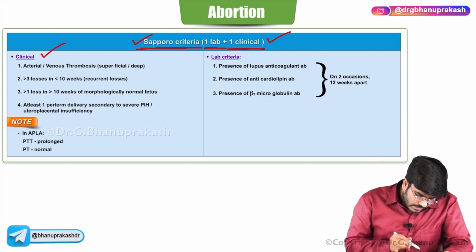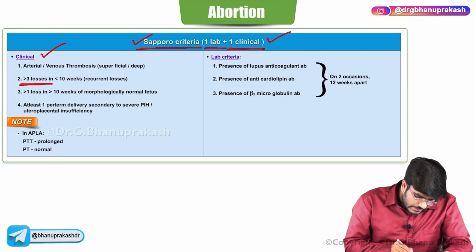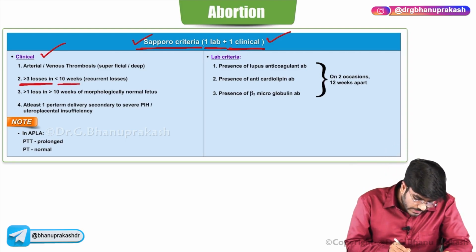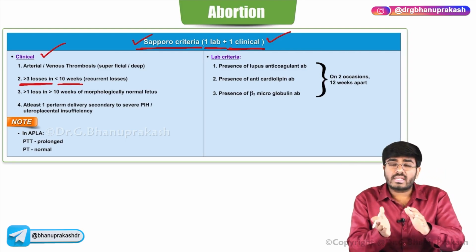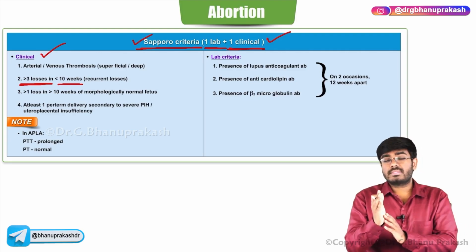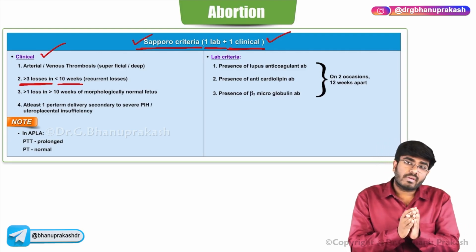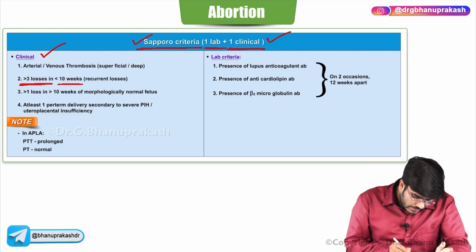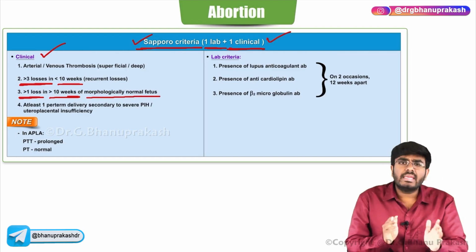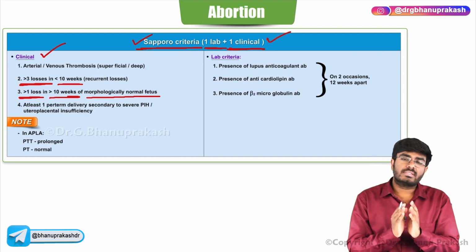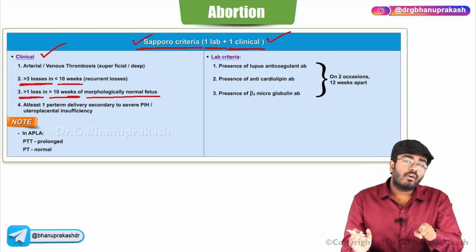Now let's start from the second one. More than 3 pregnancy losses before 10 weeks previously. That's the clinical criterion for diagnosing APLA syndrome. Or after 10 weeks, one pregnancy loss with a morphologically healthy fetus. Morphologically everything is perfectly alright, but the fetus is gone, happening after 10 weeks.